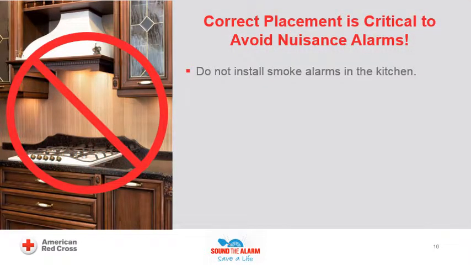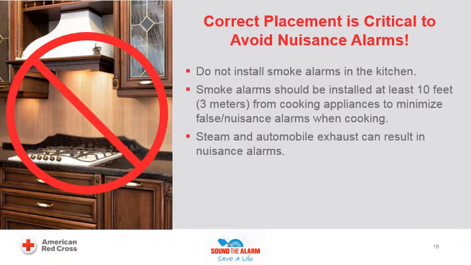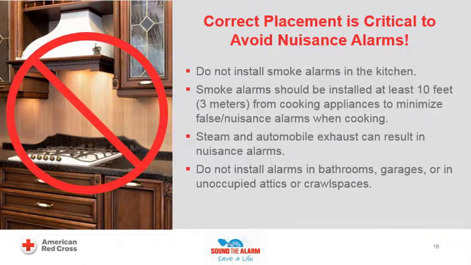It is vital that smoke alarms are placed and positioned correctly to ensure effective operation and to avoid false nuisance alarms. Do not install smoke alarms in the kitchen. Cooking fumes can result in nuisance alarms. Smoke alarms should be installed at least 10 feet, 3 meters from cooking appliances to minimize false nuisance alarms when cooking. Steam and automobile exhaust can result in nuisance alarms. Do not install alarms in bathrooms, garages, or unoccupied attics or crawl spaces.